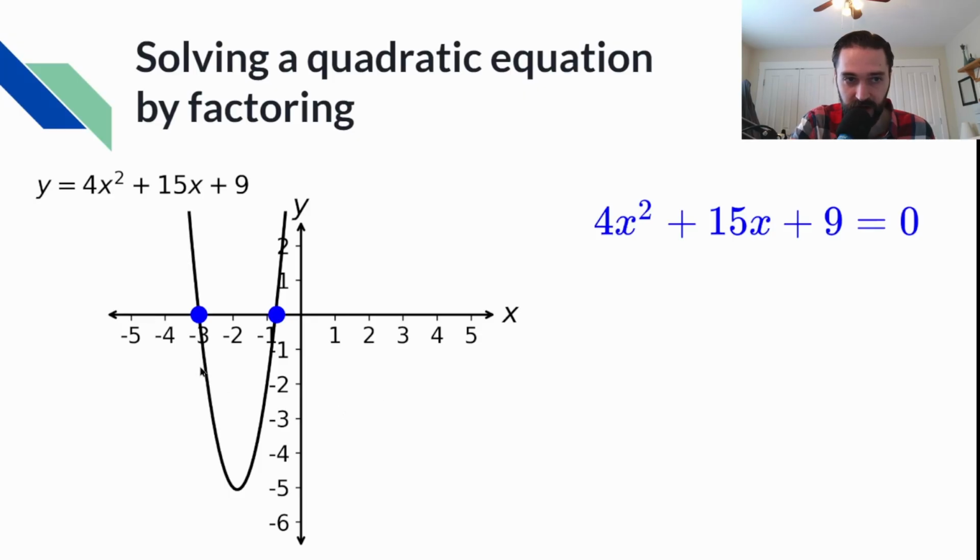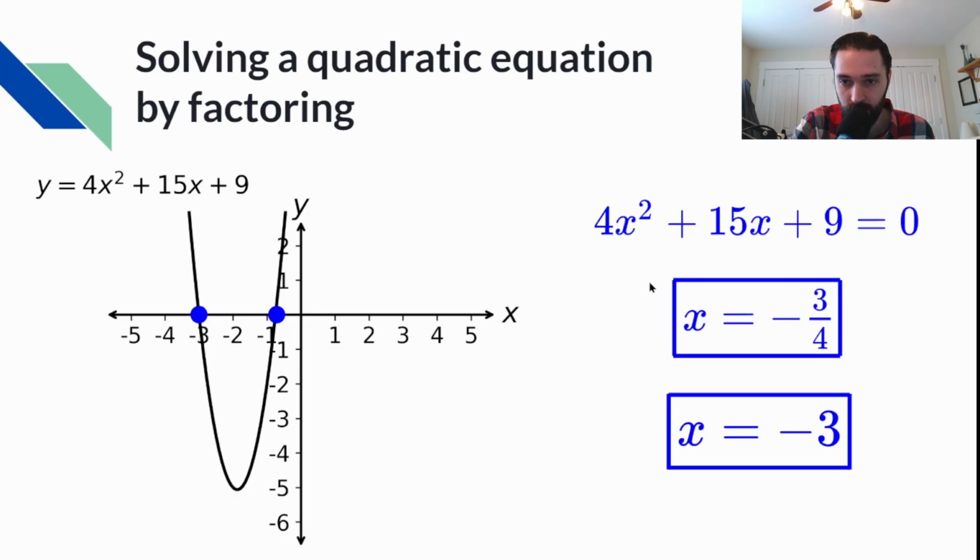Let's visualize this. This is the graph of the equation y equals 4x squared plus 15x plus 9. So when we solve this blue equation, we're finding the x-coordinates of these two blue points. We found that x equals negative 3/4 and x equals negative 3. So those are the coordinates of the points we're looking for.